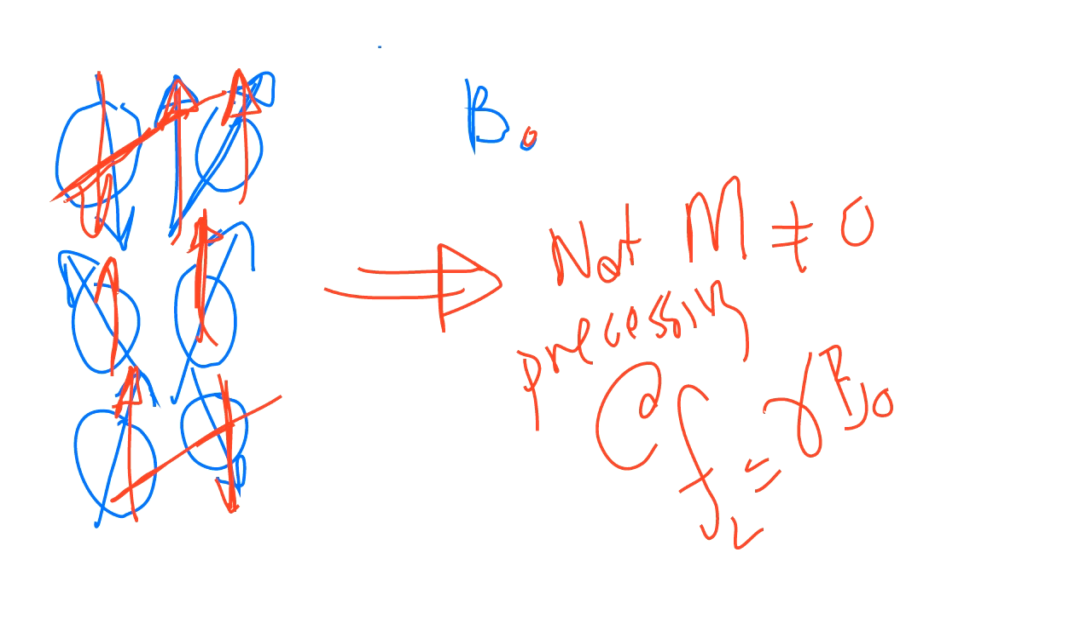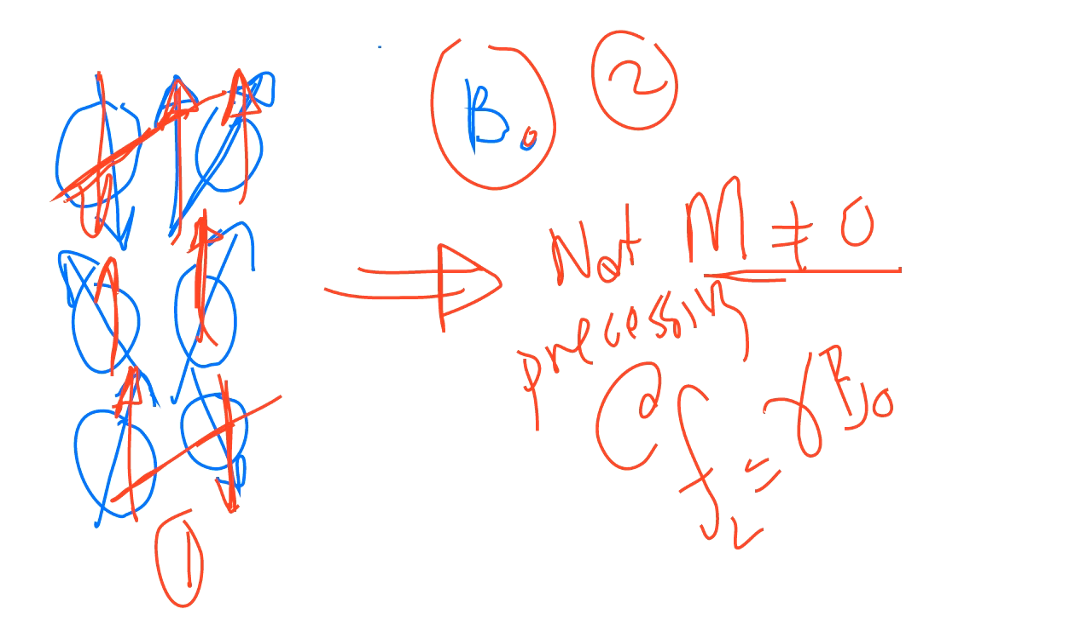Okay, let's call this step number 1, where they are randomly oriented. This is step number 2 when I apply the magnetic field. I'll pause for a few seconds so that you write this down now. So step number 1, where the magnetic moments are randomly oriented. Step number 2, I apply a magnetic field B0. And then what happens is that not all of these guys, but they will be either aligned or de-aligned, and I end up with a net magnetization that is not equal to 0, and it's precessing at the Larmor frequency.